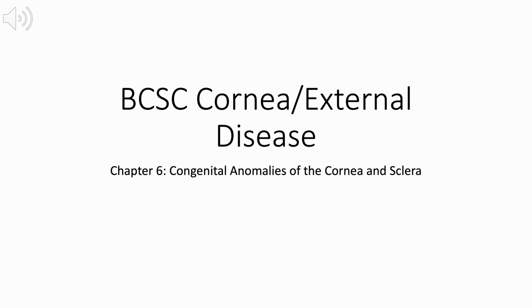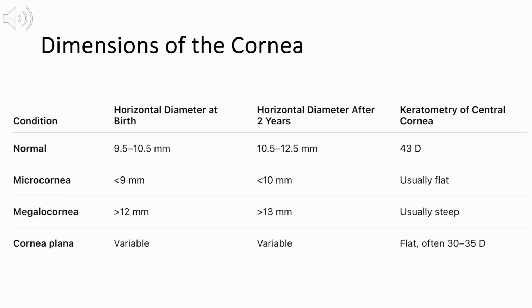Let's begin. This table outlines the key dimensions of the cornea, highlighting both normal and abnormal developmental variations. Normal corneal size progresses from a horizontal diameter of approximately 9.5 to 10.5 millimeters at birth to 10.5 to 12.5 millimeters after age 2, with a typical central keratometry value of 43 diopters. Microcornea is defined by a diameter less than 9 millimeters at birth and less than 10 millimeters after 2 years, and is usually associated with a flatter corneal curvature.